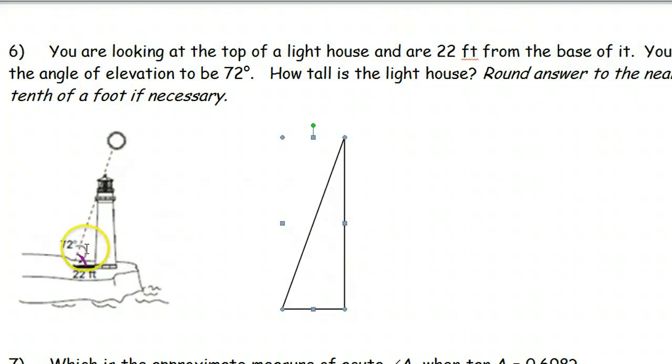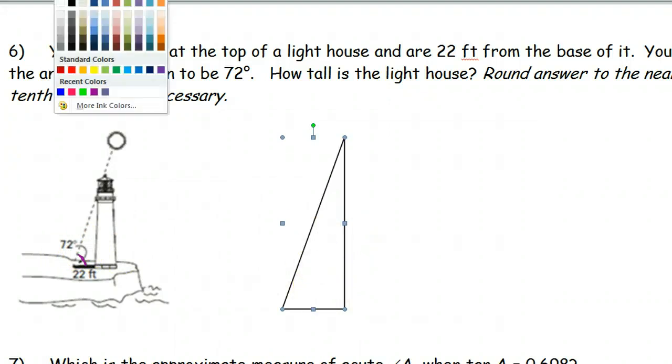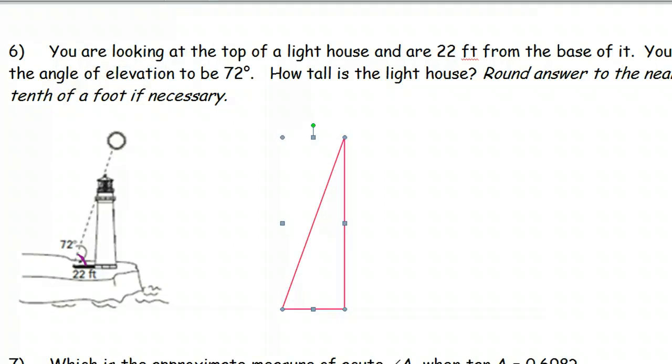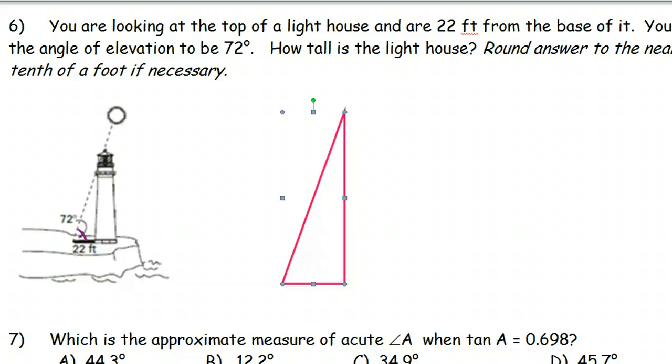So this little triangle right here will now become this triangle right here. My triangle will be pink, because pink is awesome. Now what? So the 22 is down here, as you can see, 22 feet. And this angle of elevation, I mean this is 90 degrees. This angle of elevation right here is 72 degrees. And we're supposed to find the height of the lighthouse. So that would be like this right here.